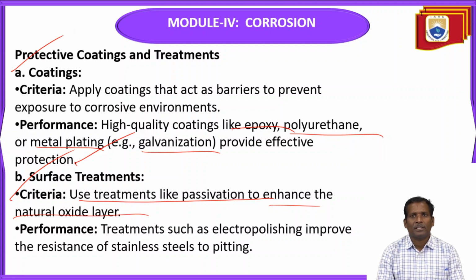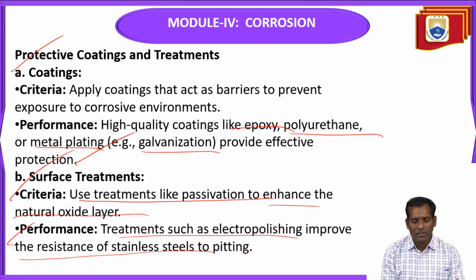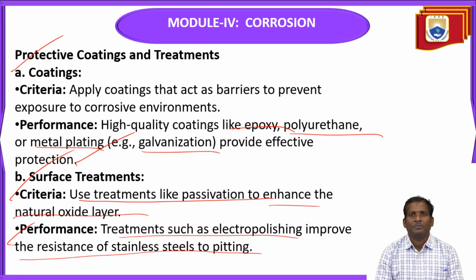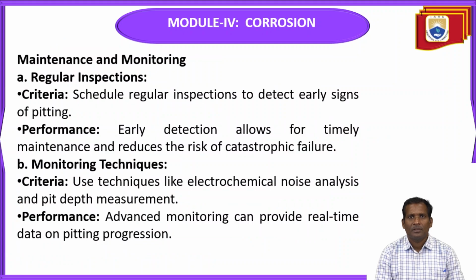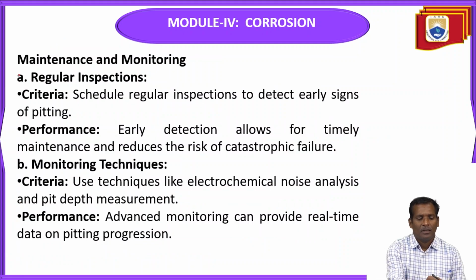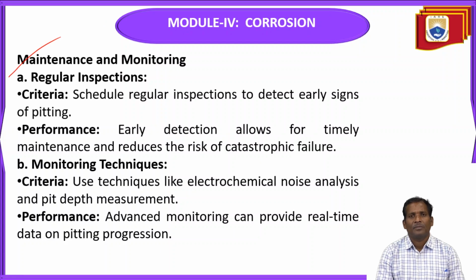So in the case of protective coatings and treatments, coatings is one and another one is surface treatments. The performance is, treatments such as electropolishing improve the resistance of stainless steels to pitting. Next, maintenance and monitoring. Regular inspections. The criteria is, schedule regular inspections to detect early signs of pitting. Performance: early detection allows for timely maintenance and reduces the risk of catastrophic failure.